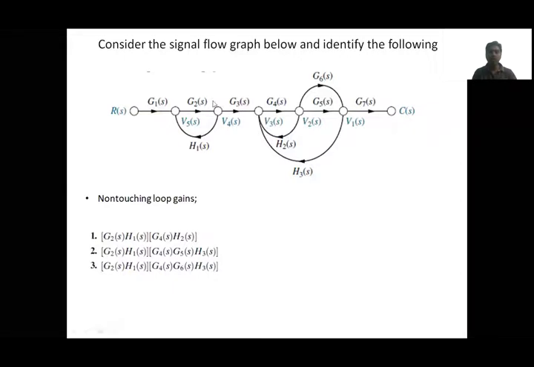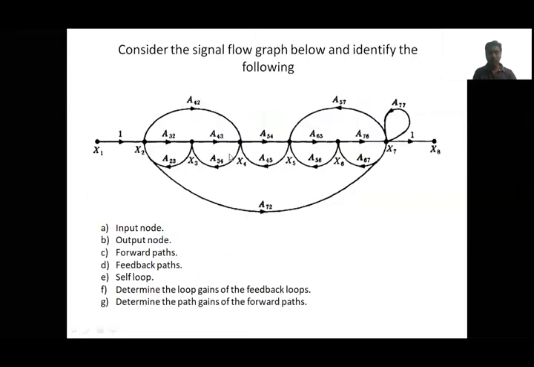So this is the first loop, and the second loop is this one. These two are completely isolated. You can see this is not touching this at any point. So there is no common node for these two loops. Therefore, these two are called non-touching loops. So the non-touching loops gain is equal to G2H1, first this one, into G4H2. These are the two non-touching loops.